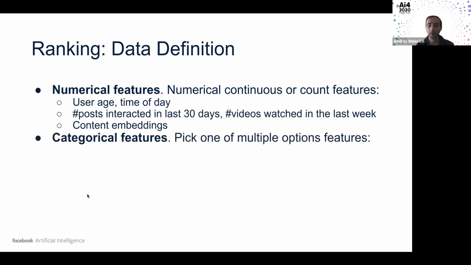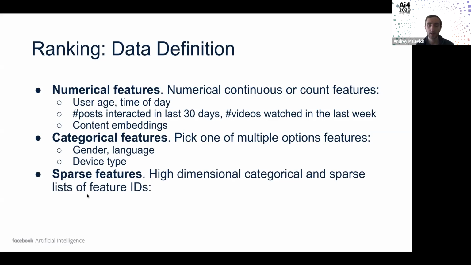The second category is usually referred to as categorical features, and those features represent picking one of a few multiple options. Closeness in this space doesn't really mean closeness in semantics, and a few of those features could include gender, language, maybe device type. And the third type of features is sparse features, which are high dimensional categorical features with a small number of categories or IDs present.